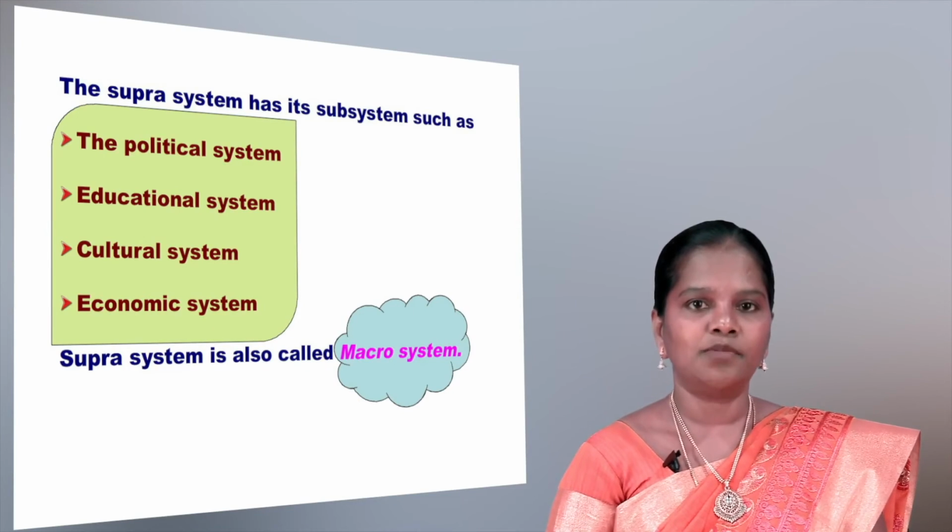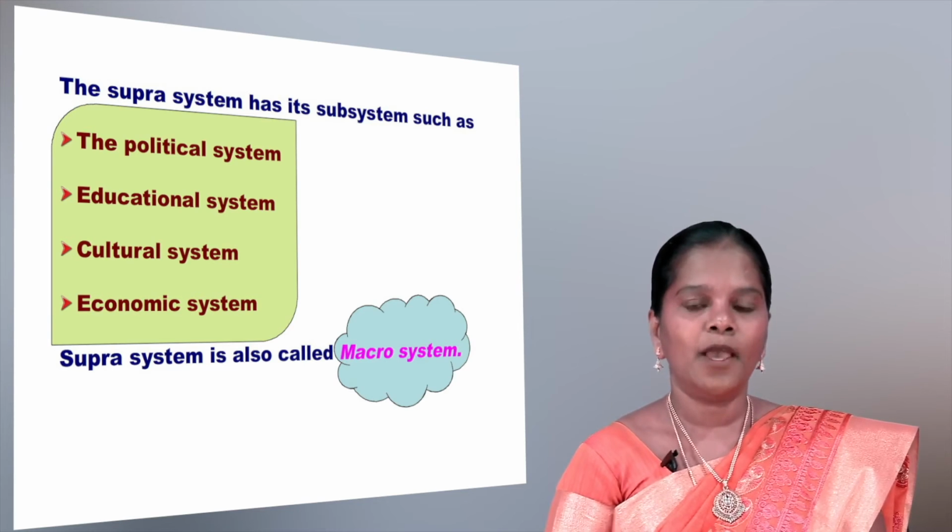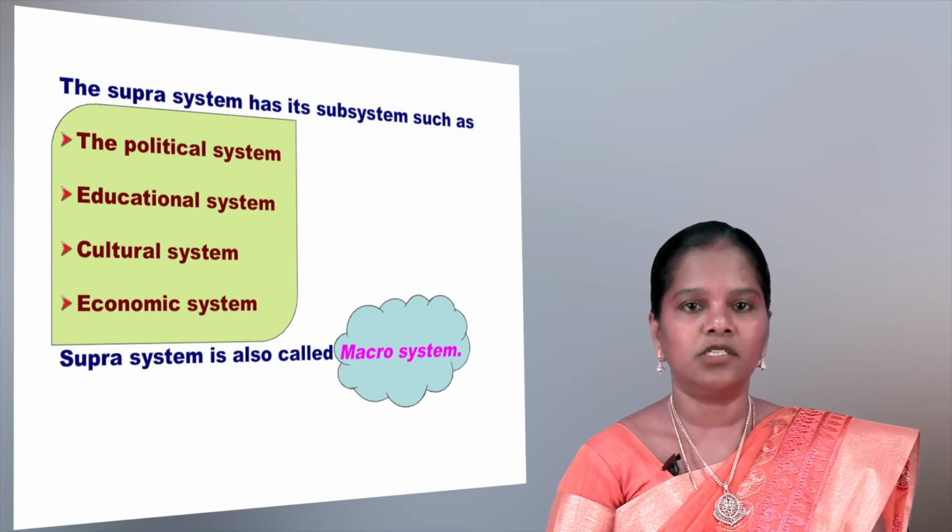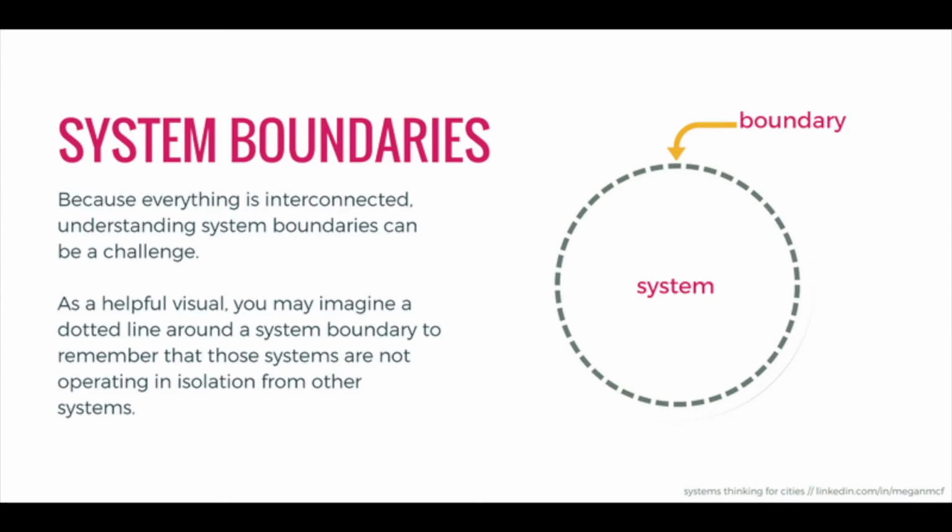What is suprasystem? Suprasystem is the largest system that includes both the system and its subsystem. The suprasystem has its subsystems such as the political system, educational system, cultural system and economic system. Suprasystem is also called macrosystem. When we analyze a specific system, we have to consider what we call system boundaries. System boundaries determine what is to be included or excluded from the system.